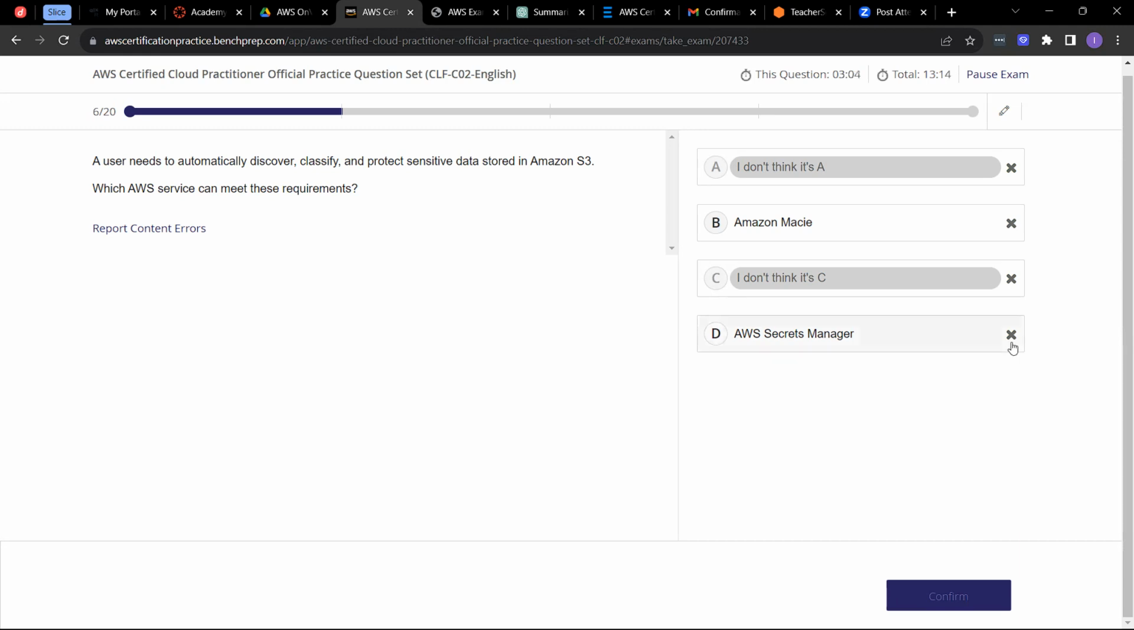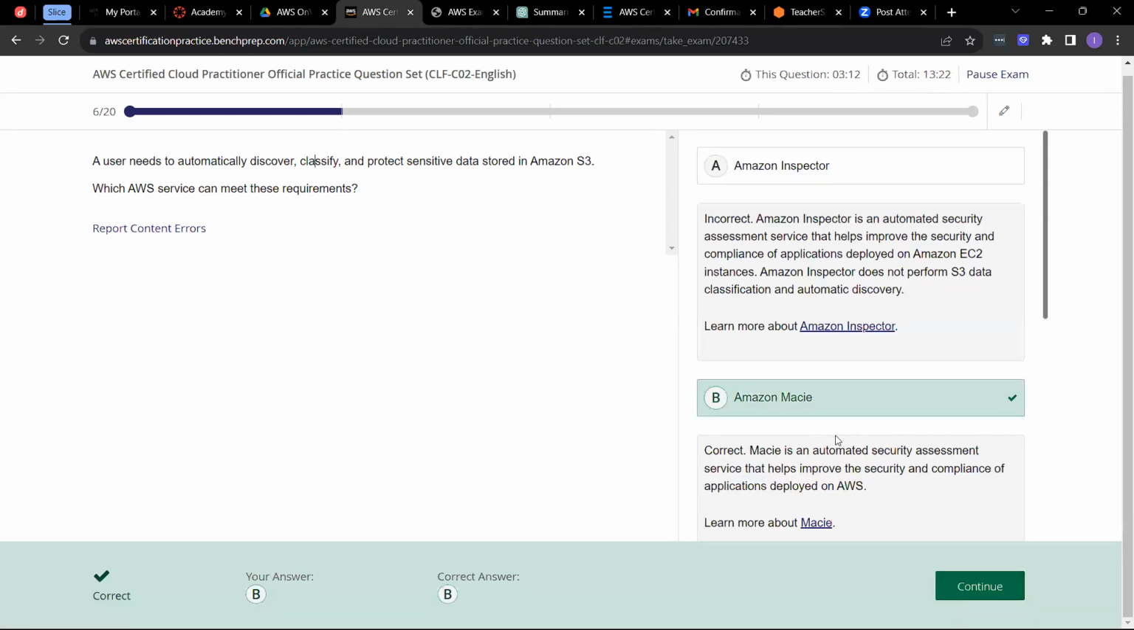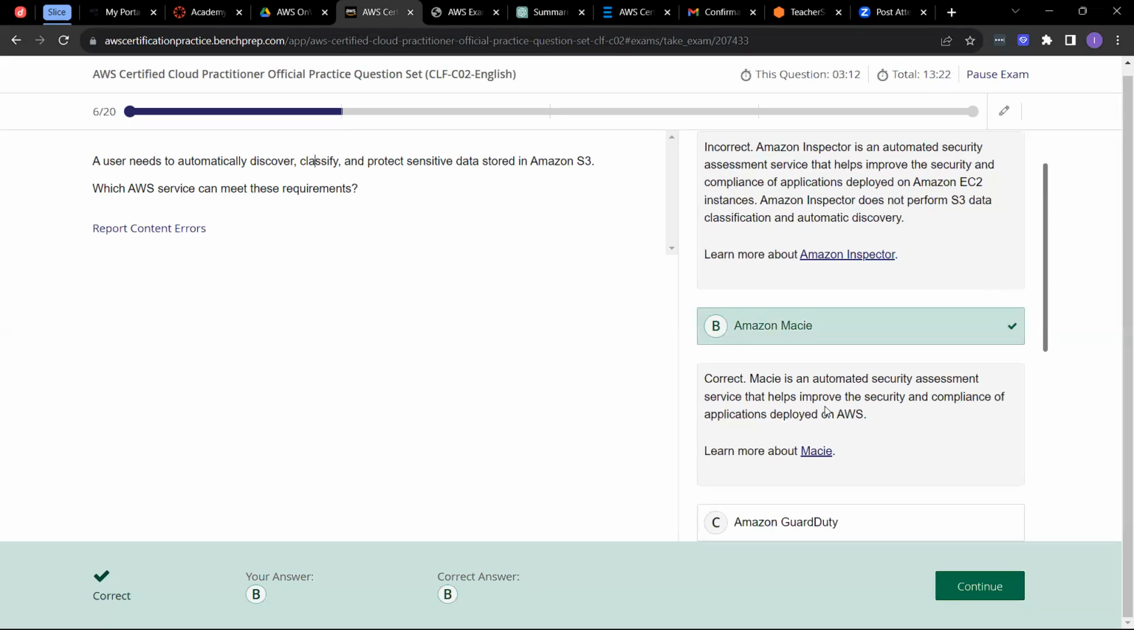All right. So Secret Manager is also out. So we are left with Macie. Say Macie. All right, Amazon Macie. So Macie is correct. It's an automated security assessment service that helps improve the security and compliance of applications deployed on AWS.